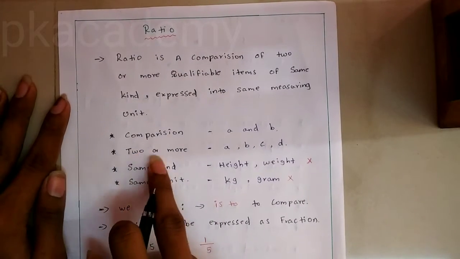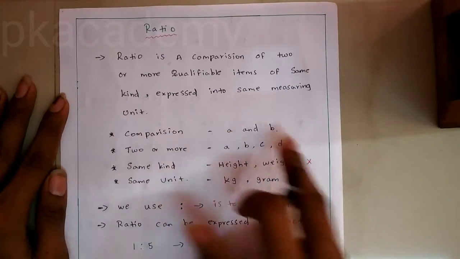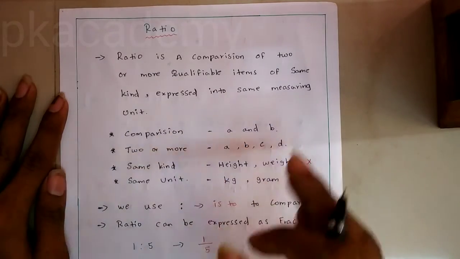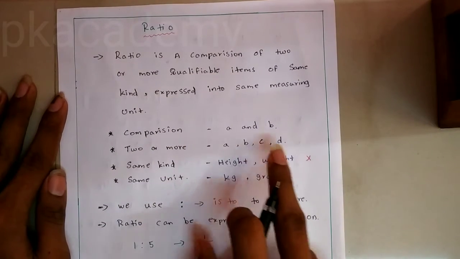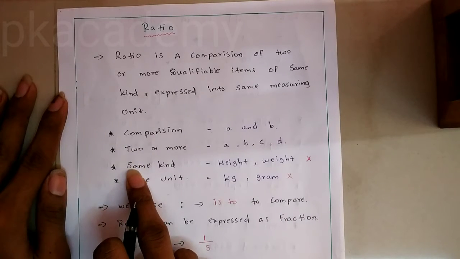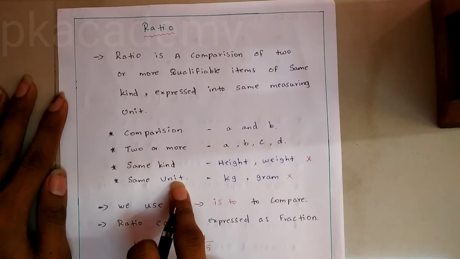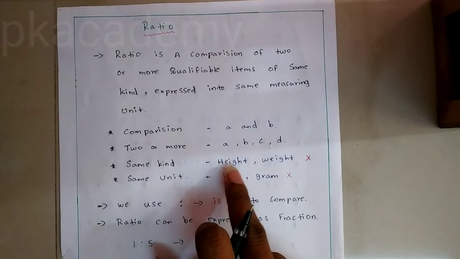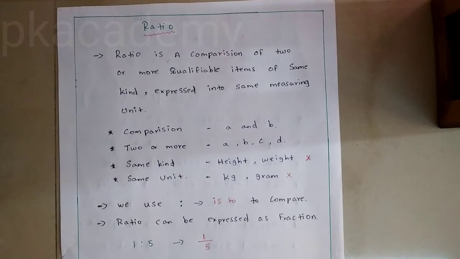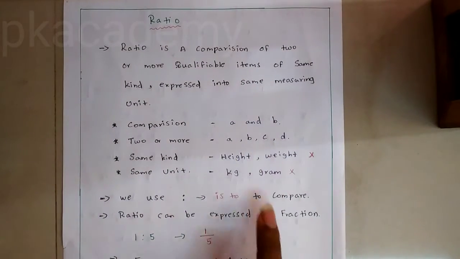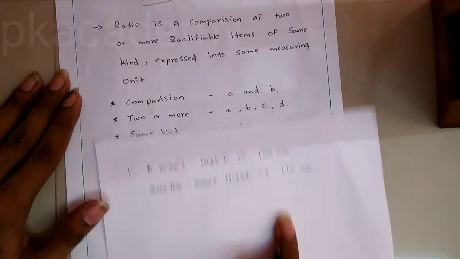Secondly, it can be two or more items. Since ratio is a comparison, that doesn't mean we only have to compare two items. We can compare three items, four items, or it can be more. And the third thing, which is very important, is that it must be of the same kind. Same kind means we have to compare a height with height, a weight with weight. We can't compare height with weight, so it must be the same kind.